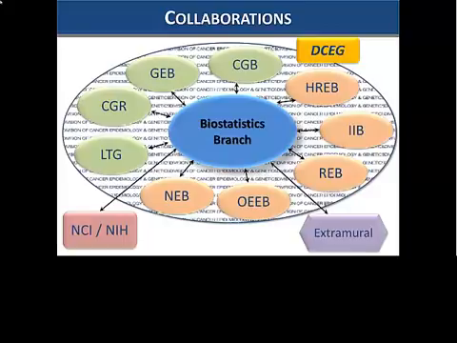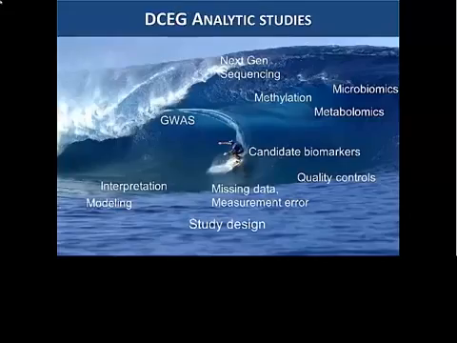So we have been extensively collaborating with both intramural and extramural programs. In particular, we have been collaborating with all of the branches within the DCEG. So we are developing methodology to push forward all of these cutting-edge studies. Our methodology studies range from the standard EPI study, for example, missing data analysis, measurement error, data quality control, to the cutting-edge new technologies, including microbiomics and cancer genomics.